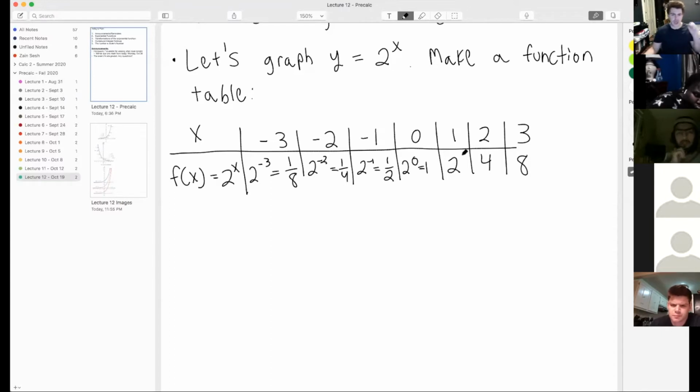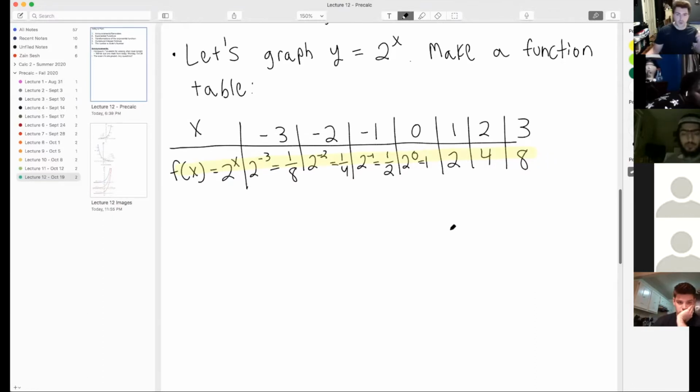Is anyone confused how I got these values in the bottom row here? We have to call upon our rules for negative exponents that we did in the beginning of the semester. I hope everyone's okay with how I obtained the bottom row, which are the outputs.